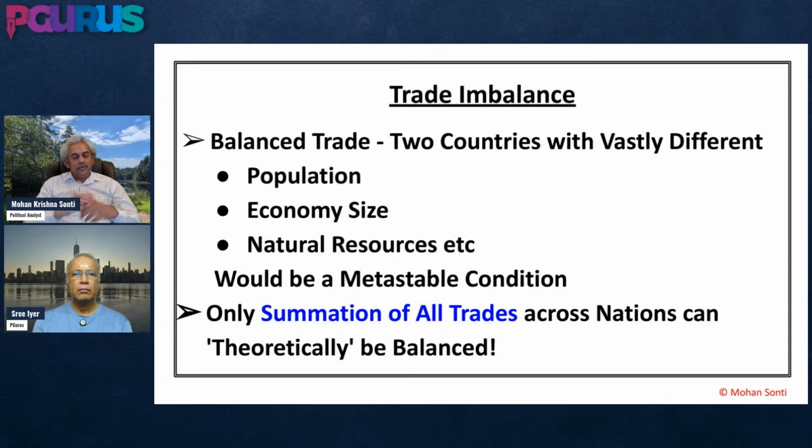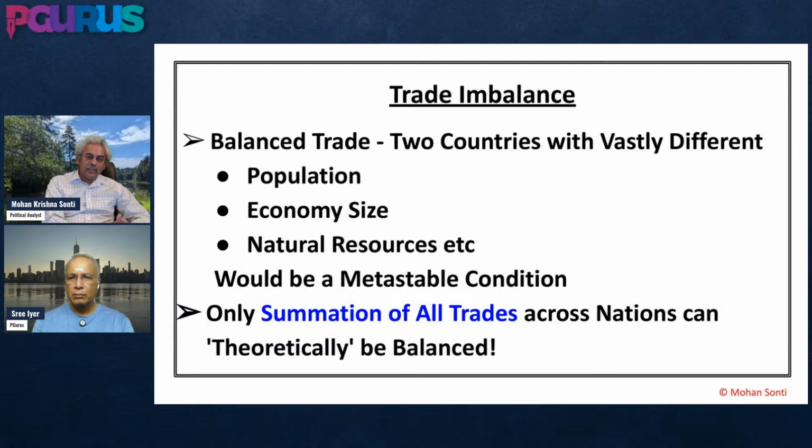So you cannot have a country with a population of 1.5 billion people and a country with only 300 million people and expect a precise trade balance. And also, they are of different sizes in economy. They have different natural resources. Different places produce different things.